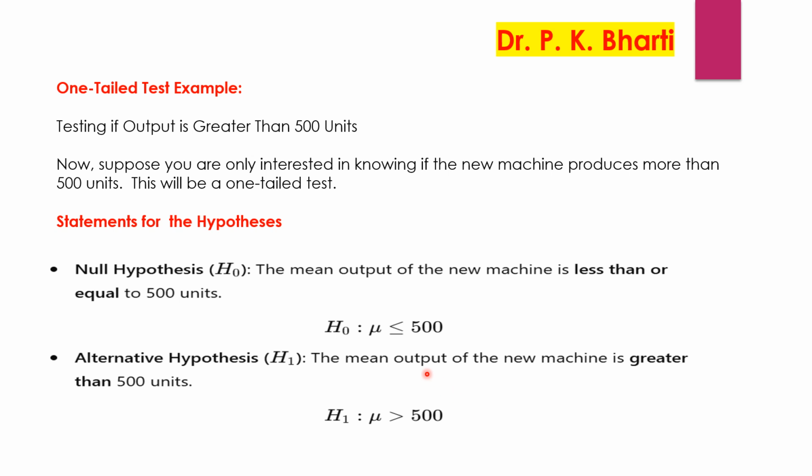So in one tail test, we will consider that null hypothesis is that the production of the new machine is less than or equal to 500 units, while in alternate hypothesis we will consider that the output of the new machine is greater than 500 units. So this way we can see the difference with the given example of how to write alternate and null hypothesis for performing one tail test or for performing two tail test.